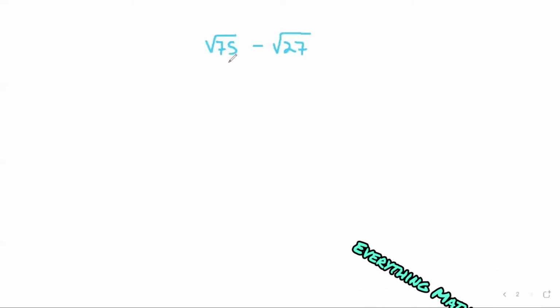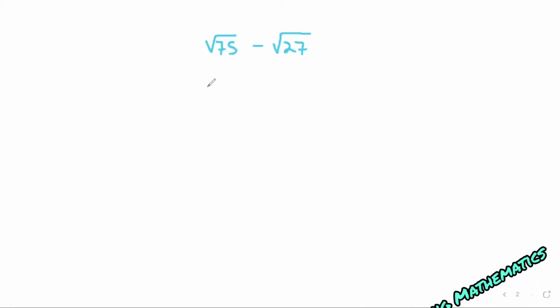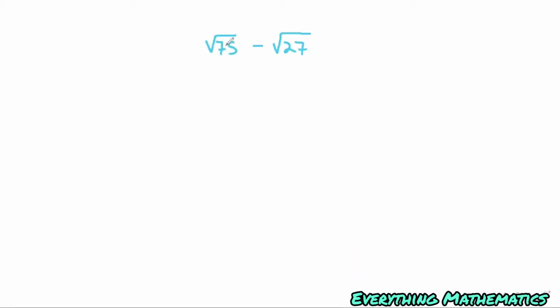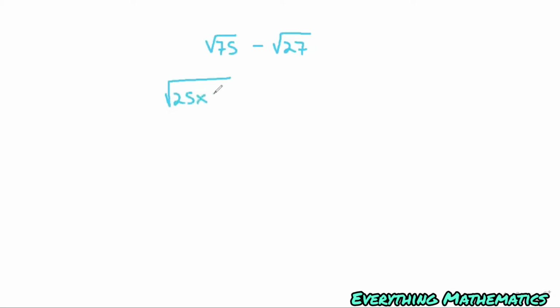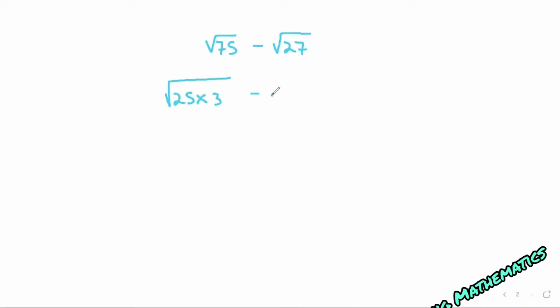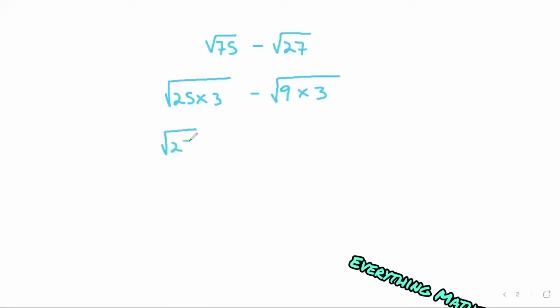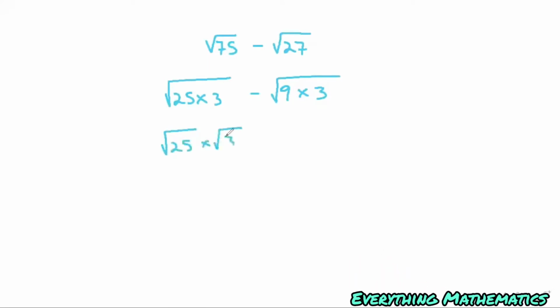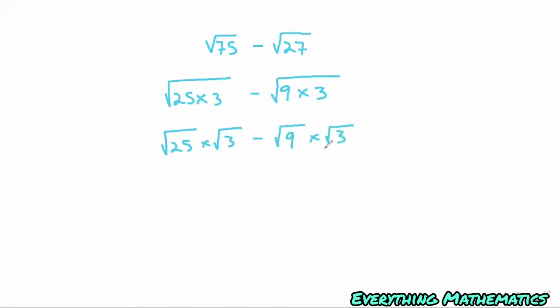So here, of course, you try to find a perfect square inside of 75 and 27. I could easily see the one with 75, that's like 75 cents, and I know that 3 quarters could give you 75 cents. So that is 25 multiplied by 3, minus 27. Well, I know for the 27, you have 9 multiplied by 3. And again, we just separate them. So that's root 25 multiplied by root 3 minus root 9 multiplied by root 3.